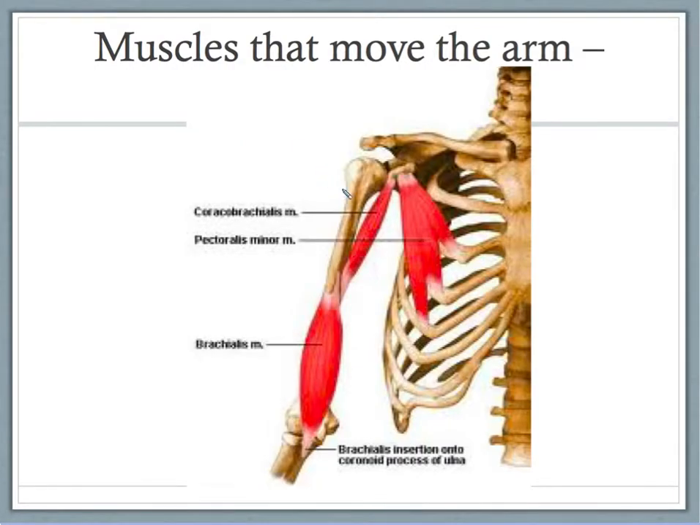So if we look at these, your pectoralis minor, your brachialis, and your coracobrachialis. This one we're looking at is the coracobrachialis, which originates here, the coracoid process, and inserts along your humerus here. So when it contracts, it's going to pull this direction, which is up and in. So it can raise, which is flex, and it can adduct, pull towards the middle.